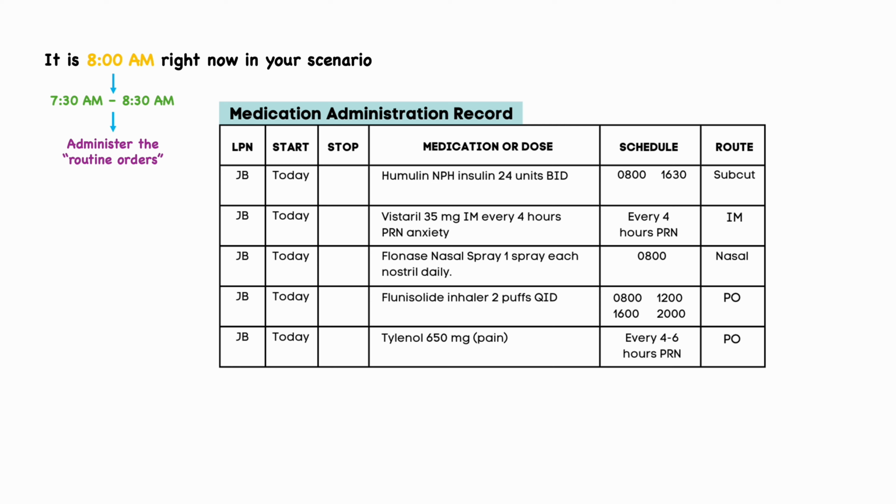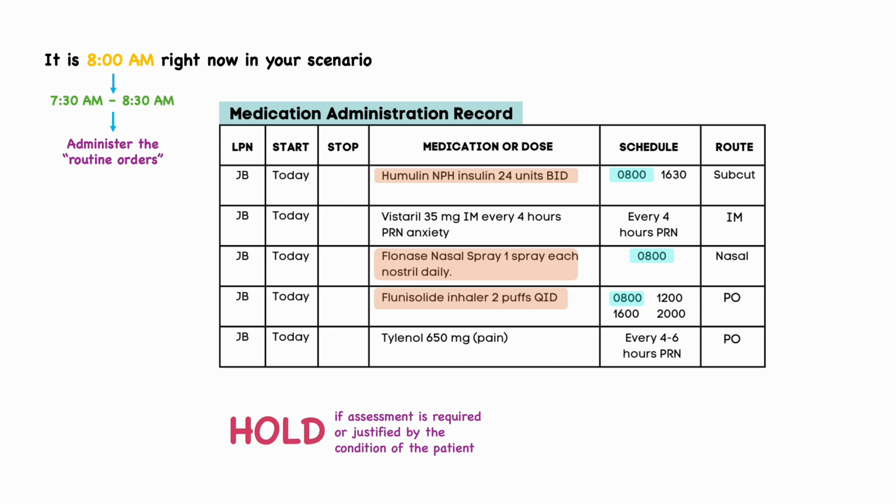Example: if a patient's medication administration record lists the following routine medications at 8 a.m., they should be given unless contraindicated. In this case, administer Humulin, Flonase, and Flonisolide. However, if the patient's condition justifies holding a medication, it should not be administered. Example: if the patient is experiencing nosebleeds, you should hold Flonase, as it could worsen bleeding.